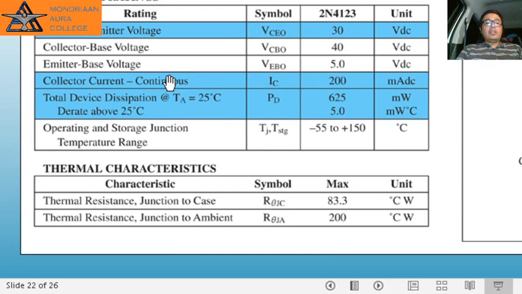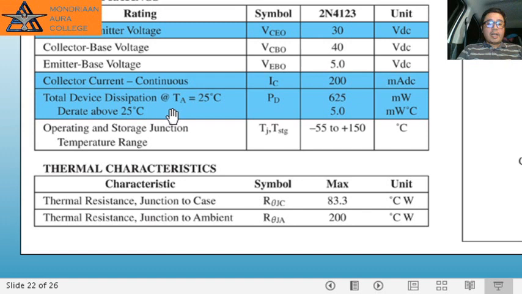So, balik tayo dito. The maximum collector current daw is 200 mA. So, ibig sabihin, ito yung pinakamataas na collector current na kayang i-handle ng ating transistor. Total device dissipation, we have 625 milliwatts. So, basically, this means na hanggang 625 milliwatts ang kayang power na i-handle nitong ating transistor.